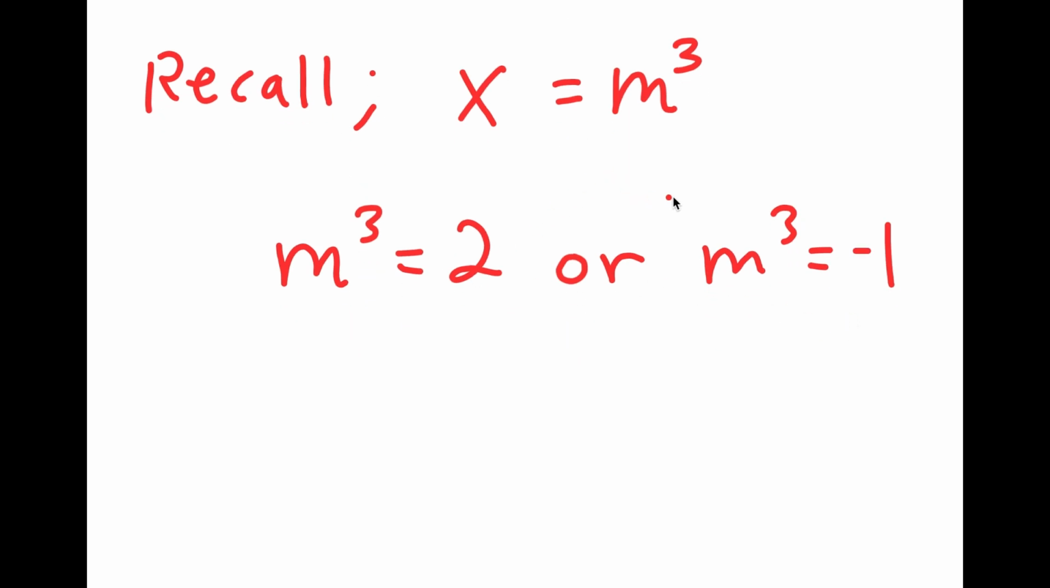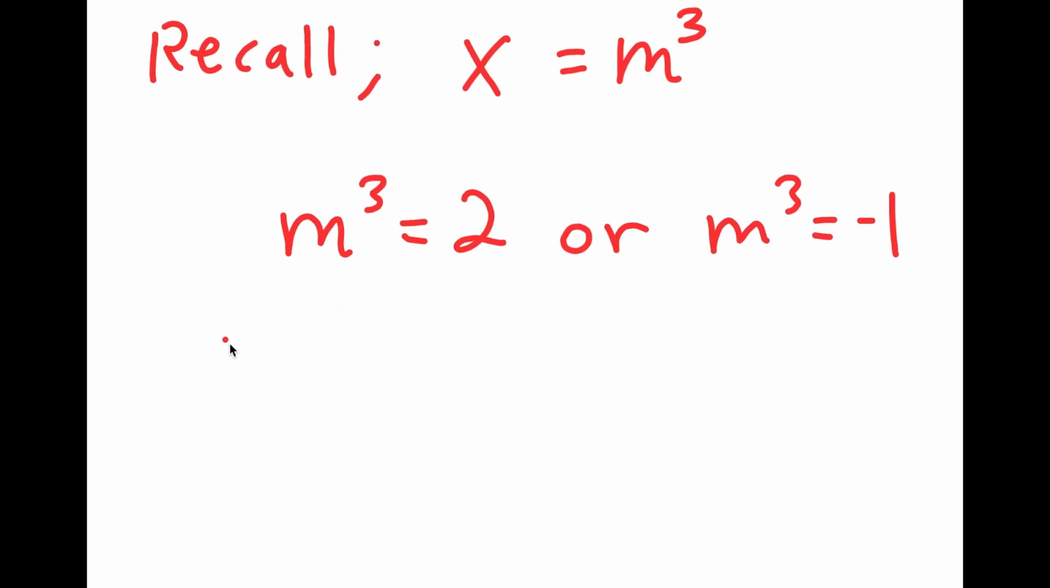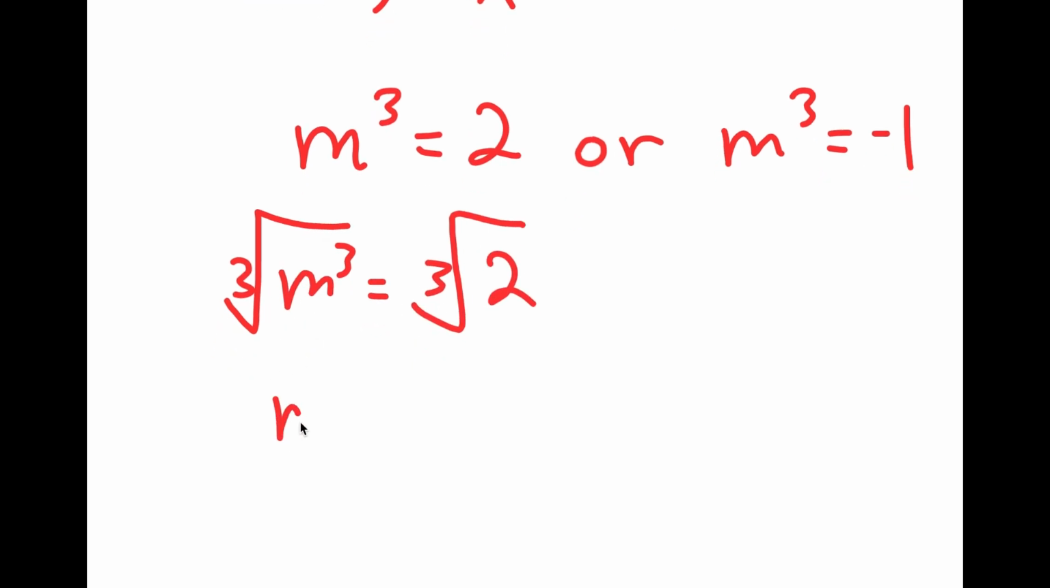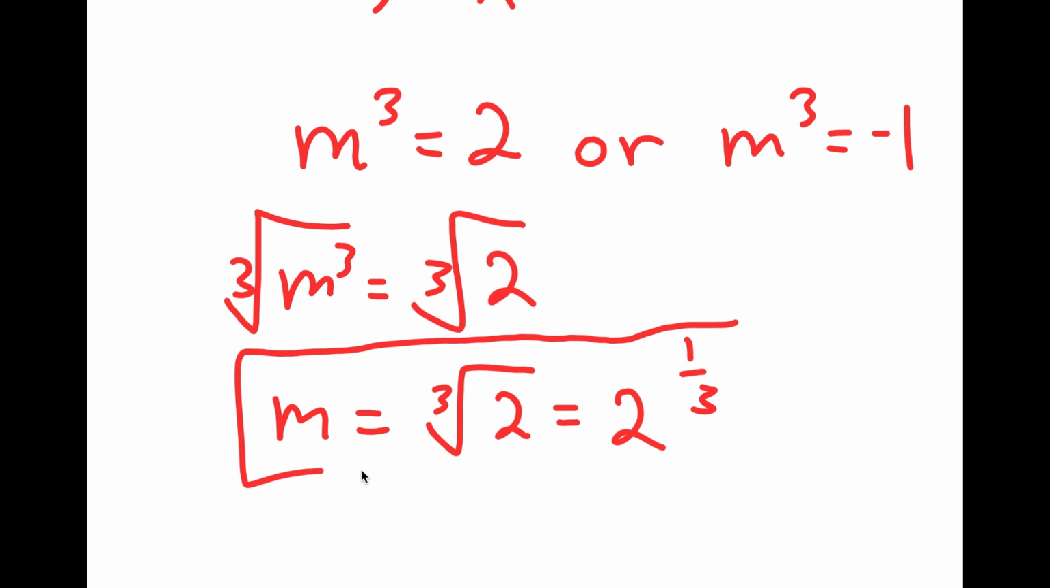So for m to the power of 3 equals 2, what I'm going to do to solve this is take the cube root on both sides. So I get the cube root of m to the power of 3 is equal to the cube root of 2. The cube root of m to the power of 3 is m. So I get m equals the cube root of 2, which is the same thing as 2 to the power of 1/3. So this is one solution of m.